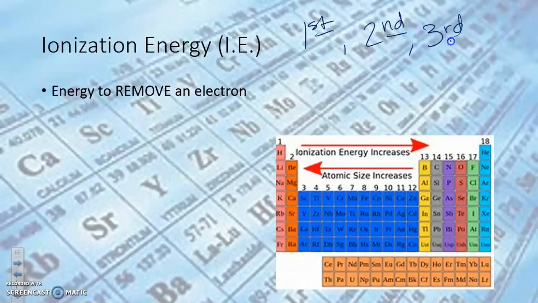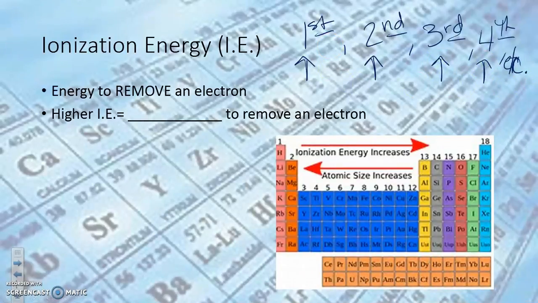You can have the third. You can even have the fourth, and you can keep going. So this would be the energy needed to remove the first one. This is the energy needed to remove the second one, the energy for the third, the energy for the fourth, and so on and so forth.